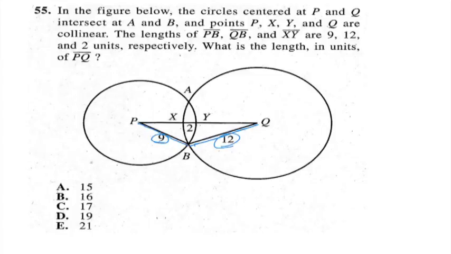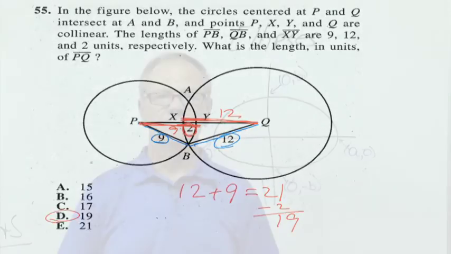Well, if you look at this and say I'm going from Q all the way to the edge of the circle, that would be 12 as well. And if I'm coming from P to the edge of this circle, that would be 9. So what I have is 12 plus 9, which is 21. But notice this little 2 in the middle. I've added it twice. It is part of this 9 and part of that 12. It needs to be counted once, but it does not need to be counted twice. So I subtract the 2 out, and we get 19, making D the answer for 55.